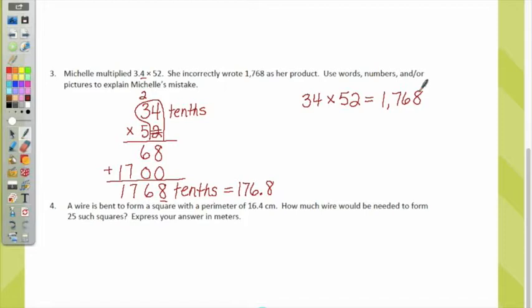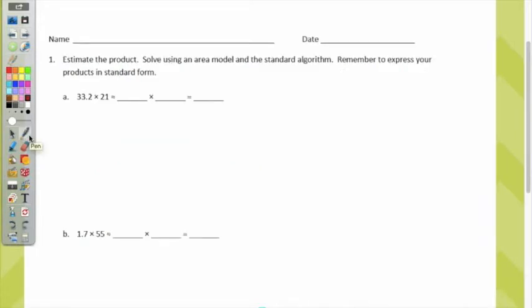Yeah. Okay. How does my answer change, or my product change, if I add a decimal to one of the factors? One decimal in your factor means one decimal in your answer. Then I'll have a decimal in my answer, okay? So if I multiply times a whole number, I get to keep my place value the same as the decimal in the problem, okay? For the exit ticket, it says estimate the product, solve using an area model and the standard algorithm. Remember to express your products in standard form, okay?